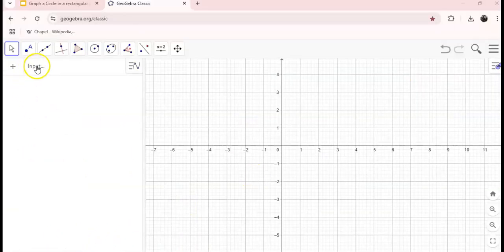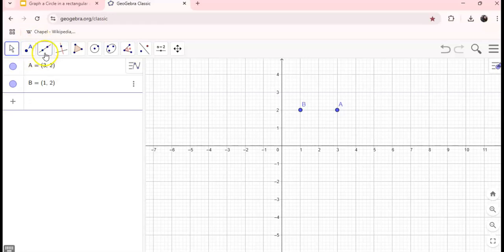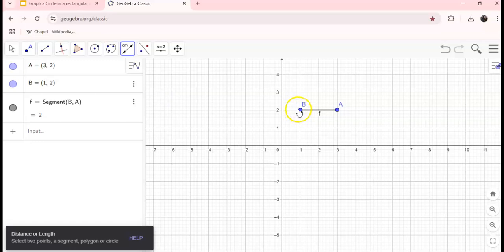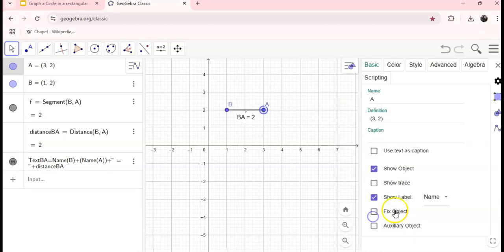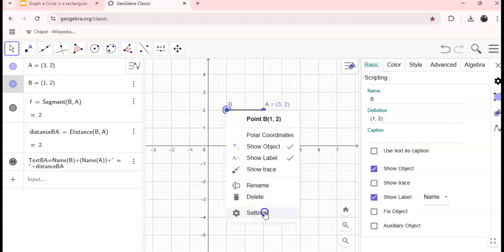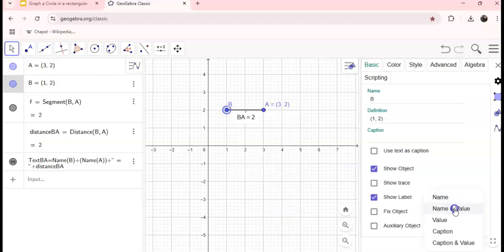Let's now use GeoGebra. Again, our center is (3, 2), and our point along the circle is (1, 2). We have computed that the radius is 2. Let's see. Connect B and A and compute the distance. It is indeed 2. Again, the center is (3, 2) and the point along the circle is (1, 2).